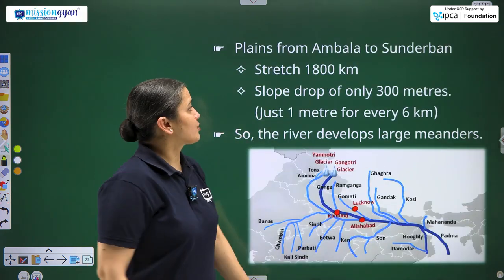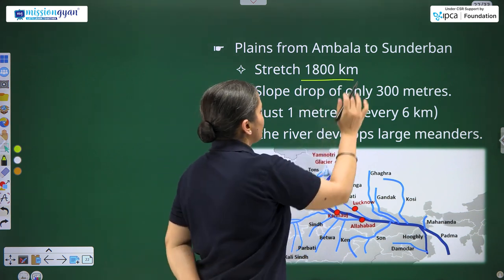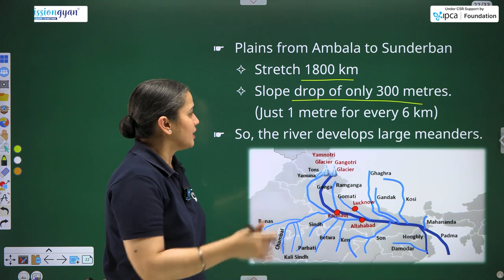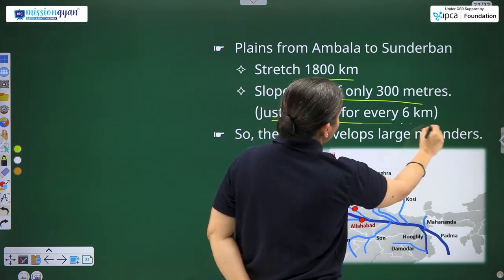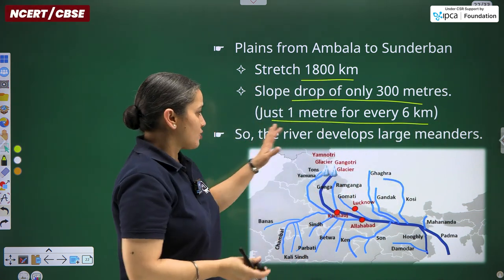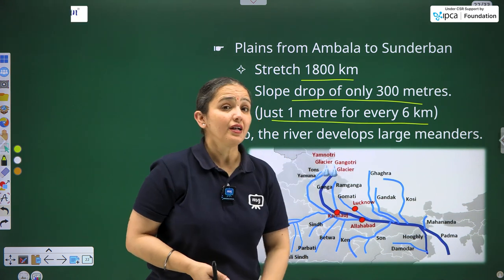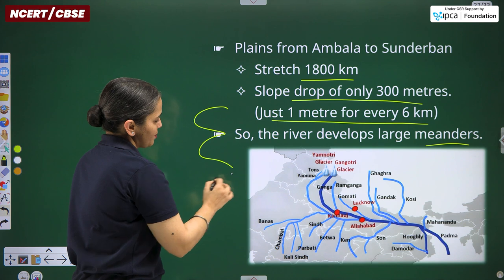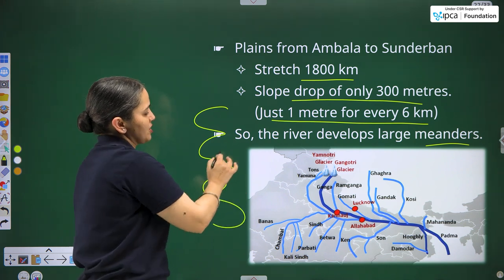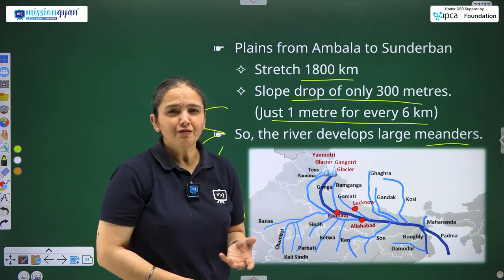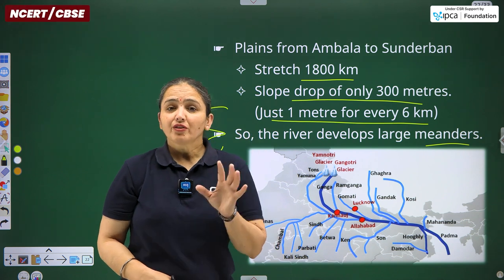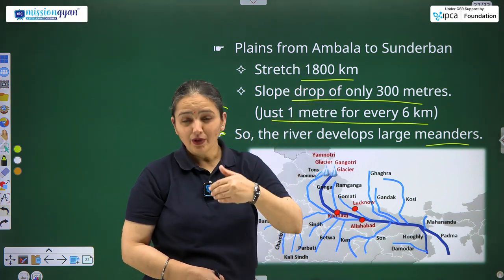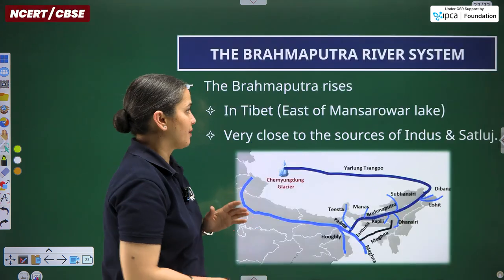Plains from Ambala to Sundarban, a stretch of 1800 kilometers, have a slope drop of only 300 meters, just 1 meter for every 6 kilometers. And so finally the river develops large meanders. Told you meanders, such kind of landshapes having loop regions. These are the meanders, another physical feature created by the rivers on their course from the origin point till when they are giving their water outlet.